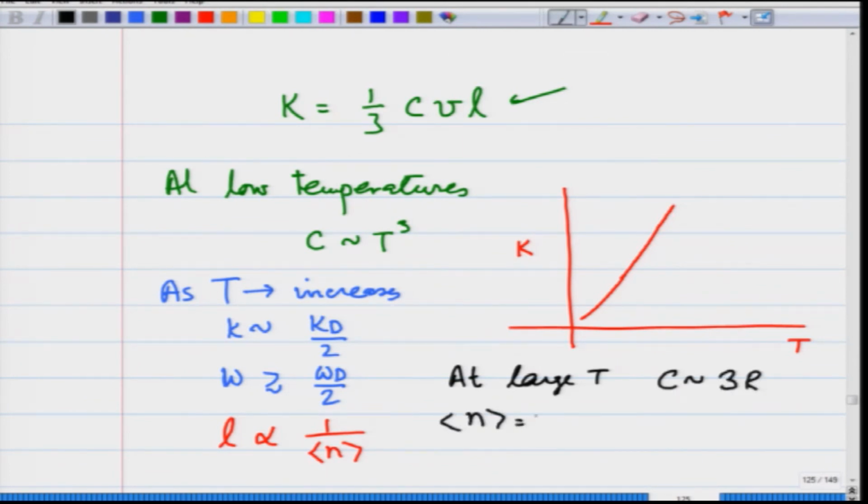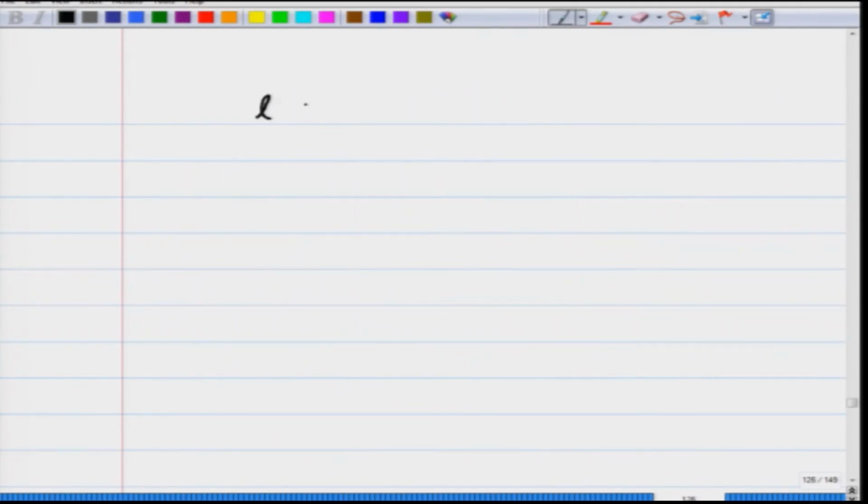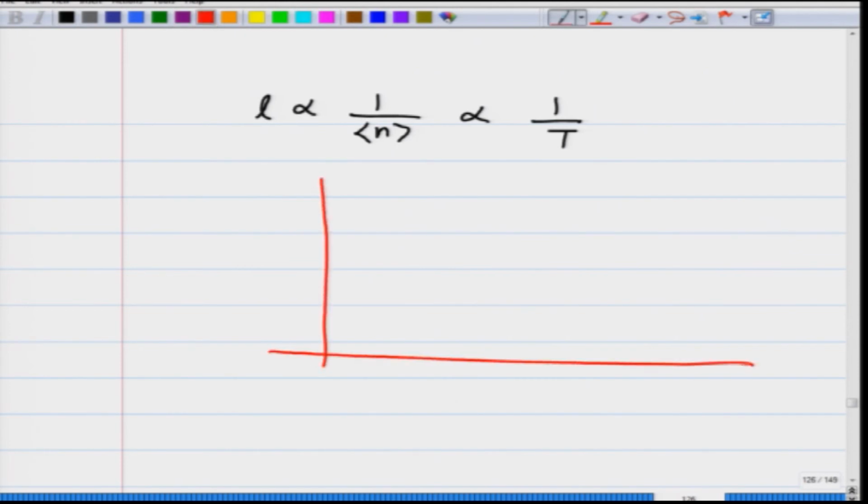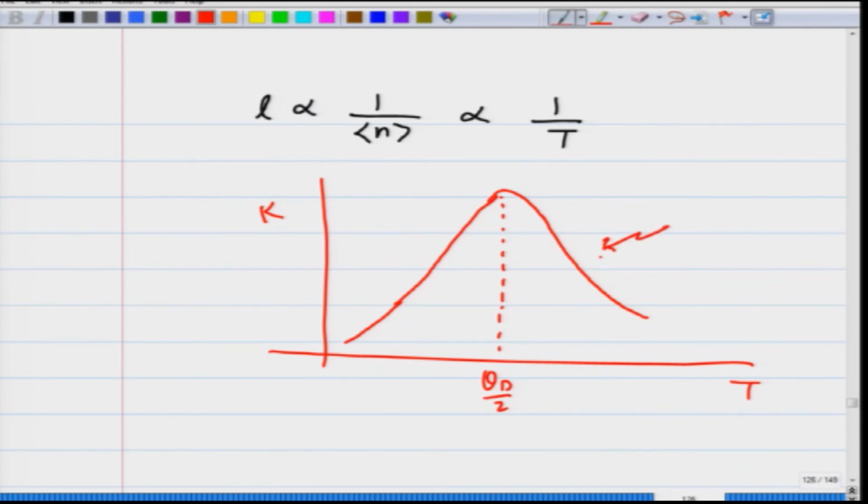Number of phonons is 1 over e raised to h cross omega by k T minus 1, which can roughly be written for large temperatures as k_B T divided by h cross omega. Therefore, if you collect it, you will have L, which is proportional to 1 over n, will be proportional to 1 over T. So, mean free paths will start going down. So, if you collect the picture, what we will have is the conductivity as a function of temperature, it will go up as T cubed, and at a certain temperature around theta_D by 2, it will start going down as 1 over T. So, this is the behavior one should expect for the conductivity of an insulator when Umklapp processes start dominating.